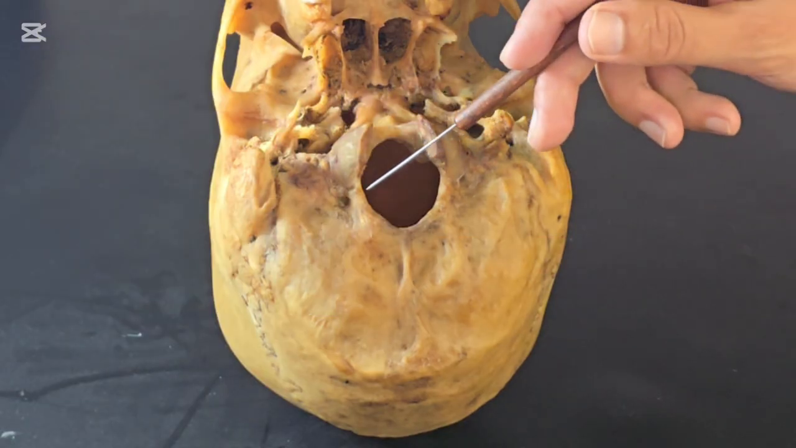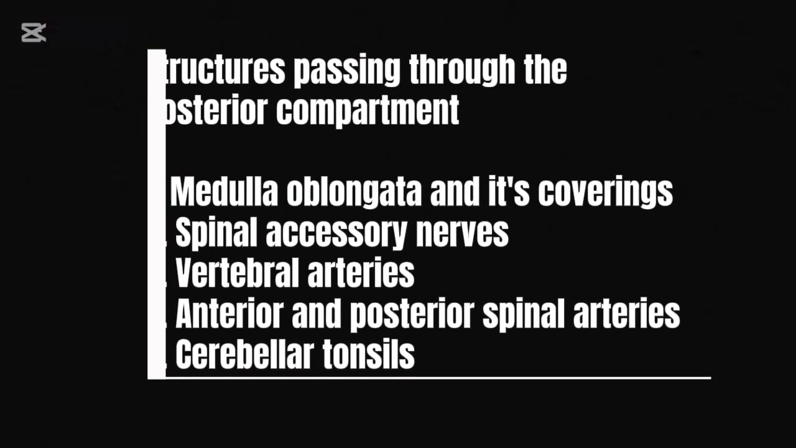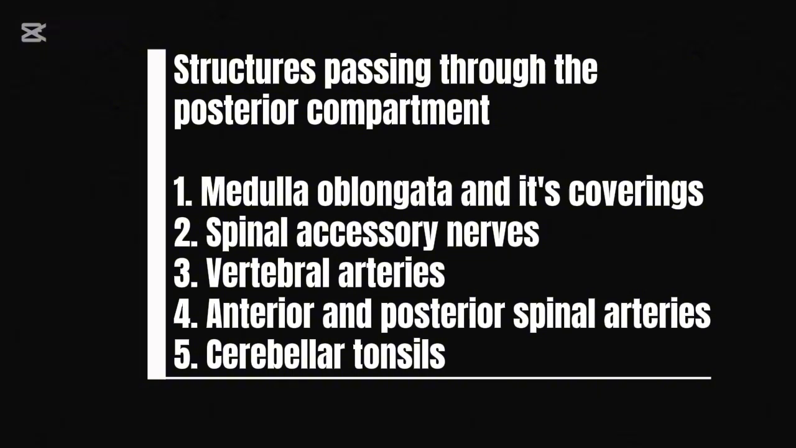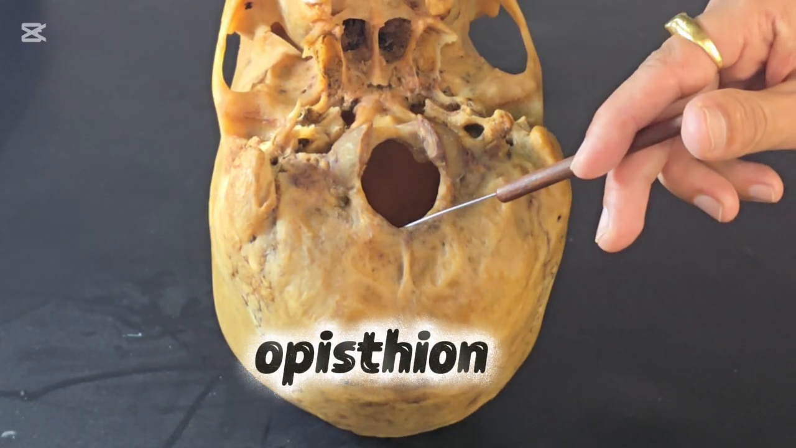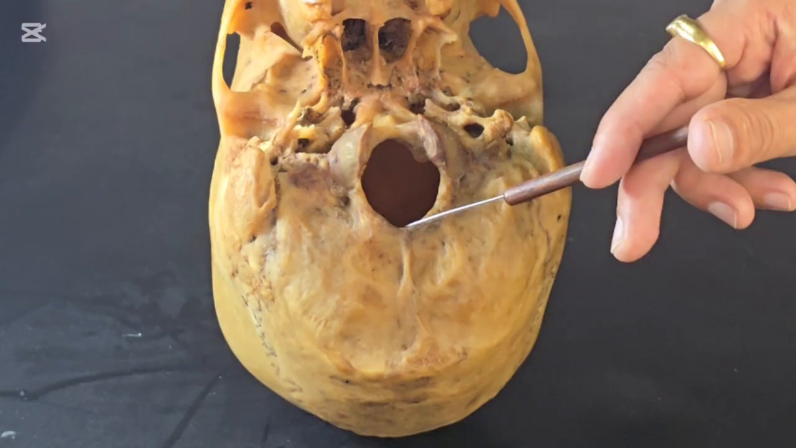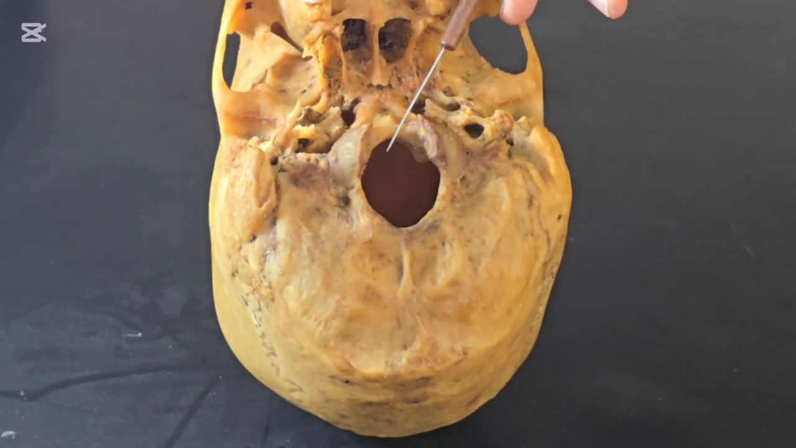Structures passing through the posterior neurovascular compartment are the inferior aspect of the medulla oblongata, its meningeal coverings, the spinal accessory nerve, vertebral arteries, anterior and posterior spinal arteries, and sometimes the cerebellar tonsil. Two midline cephalometric landmarks related to the foramen magnum are opisthion, the midpoint on the posterior margin of the foramen magnum, and basion, the anterior midpoint of the foramen magnum.